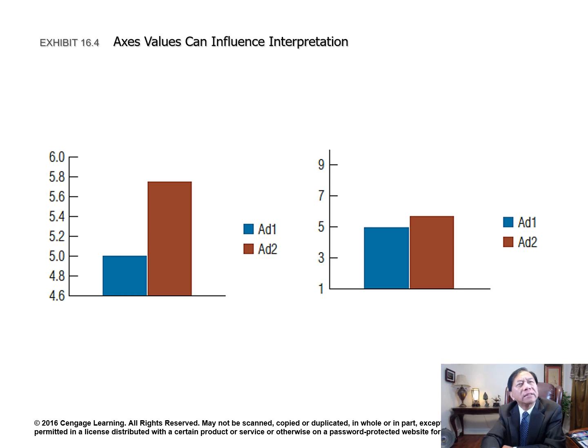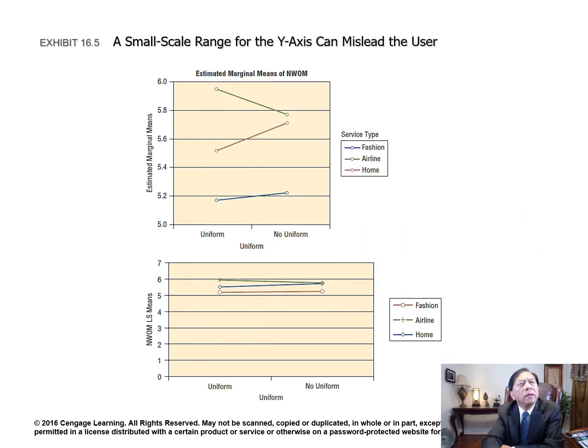This one shows axis value can influence interpretation. So, the effects of ad 1 and ad 2. Okay, if you scale like this, it seems to show there's a big difference between the first ad and the second ad. But if you scale like that, then it doesn't seem to be that much difference between the two ads. Okay, the effectiveness of two ads. A small scale range for the y-axis can mislead the user. Okay, if you enlarge this, it may show there's a significant interaction here, and if you use this scale, it doesn't seem to show that very much. Okay?